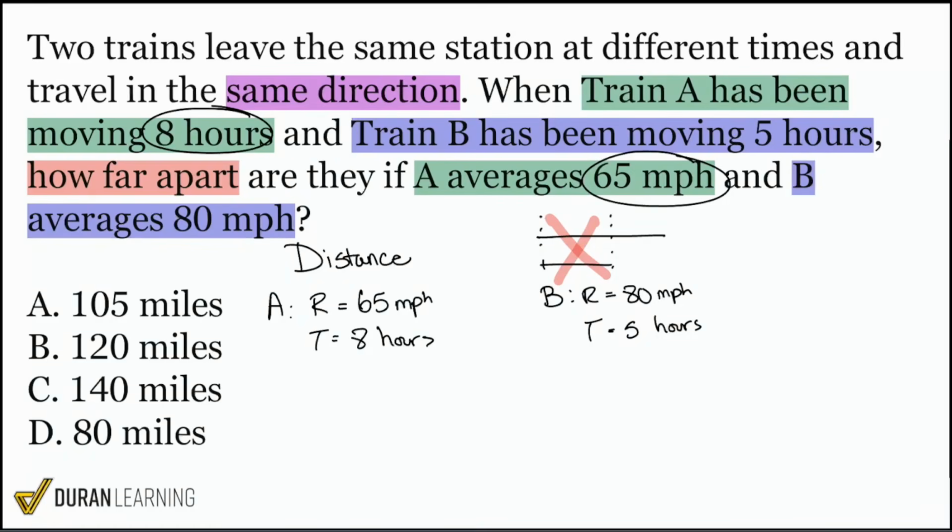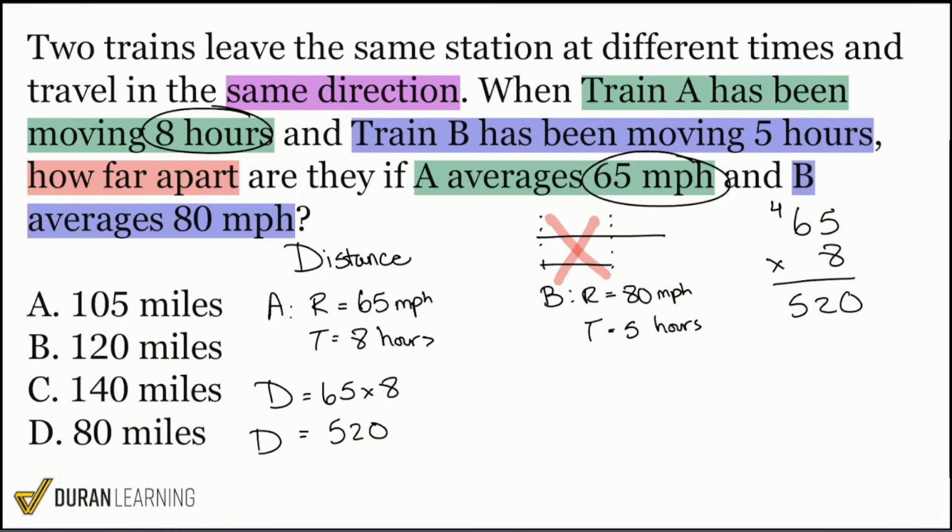So here we go. We'll have the distance being 65 multiplied by 8 over here. And let's go ahead and perform that. 5 times 8 gives me 40. 6 times 8 gives me 48. And we'll carry that 4, giving me 52. So we have 520 right here for the first distance. Then we have the second distance for train B. We have 80 multiplied by 5, which is a slightly easier process. That'll give us 400. 8 times 5 is 40. Bring that extra 0 at the end.